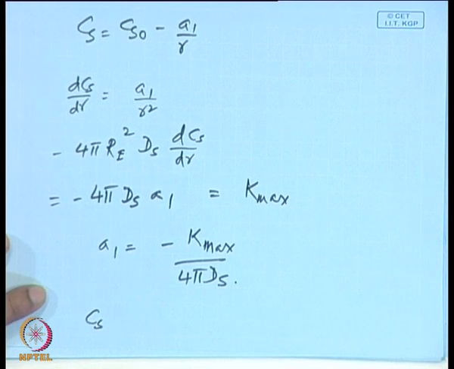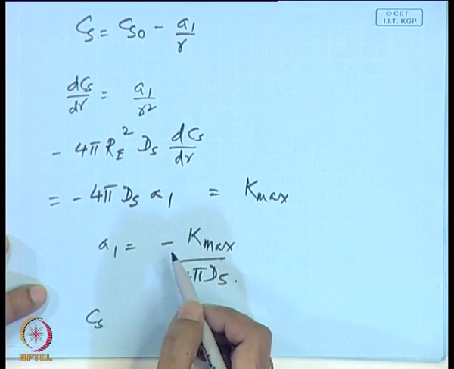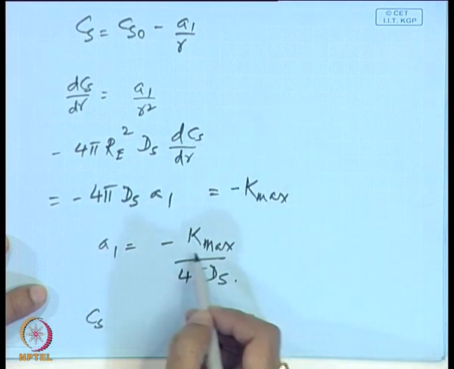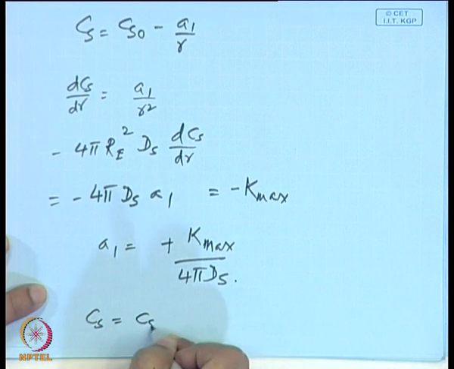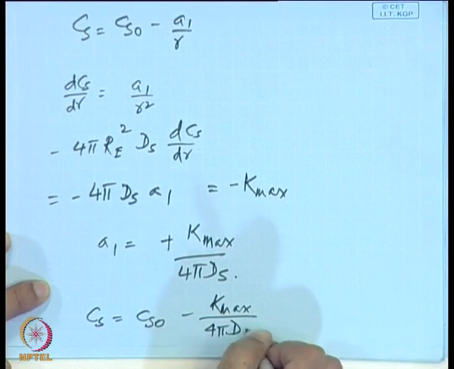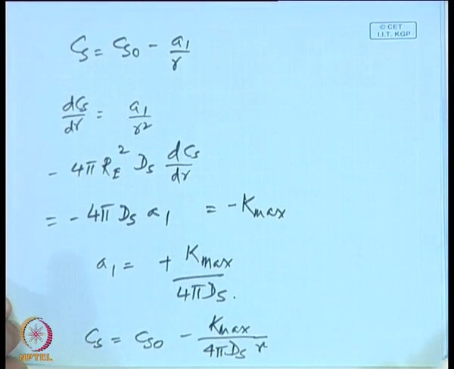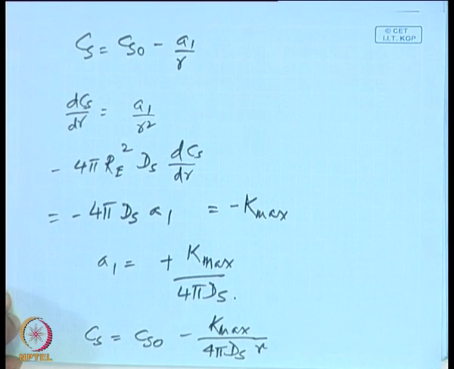I think there is a sign thing. So this should be plus, huh? This should be minus, I think, and this should be plus here. So Cs equals Cs naught minus k max over 4 pi Ds over R. Done. So this is what we wanted, we want the profile, and then you have to calculate the flux, right.